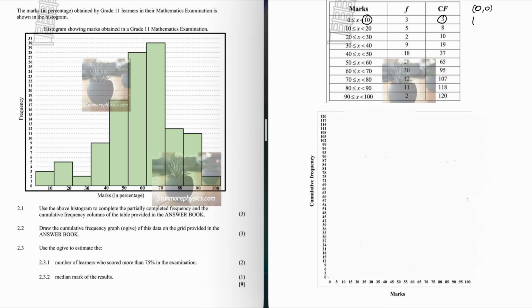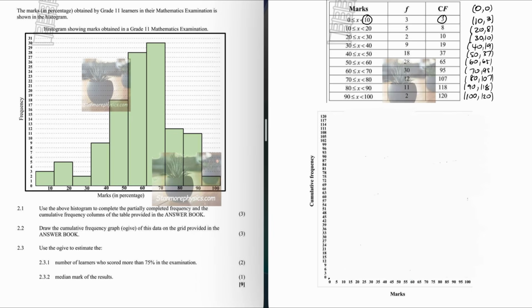So the coordinate here is going to be 10 and 3. The next coordinate is going to be 20 and 8. The next coordinate will be 30 and 10. Next one, 40 and 19. Then 50 and 37. Then 60 and 65. 70 and 95, 80 and 107, 90 and 118, and 100 and 120.